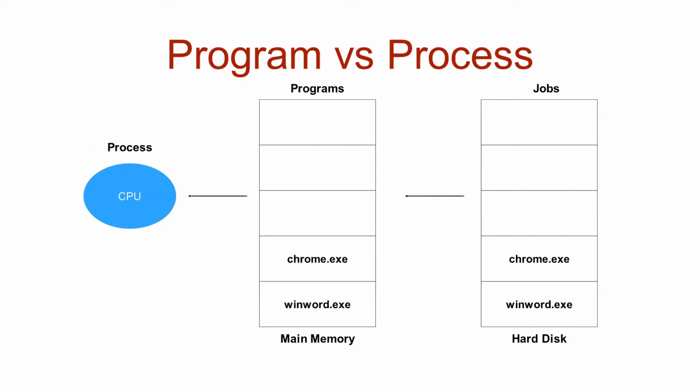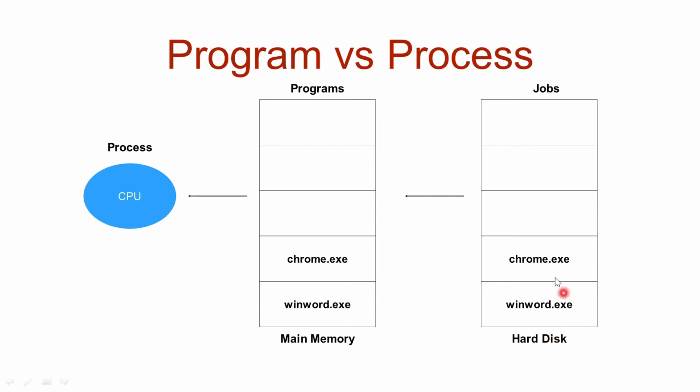Let's have a better understanding of program and process. All of us know that MS Word and Google Chrome are two softwares which are present in a computer. Your system has the executable files of these programs in hard disk. The executable of Google Chrome is chrome.exe and executable of MS Word is winword.exe. Notice the word jobs here. All the programs that are residing on hard disk are termed as jobs.